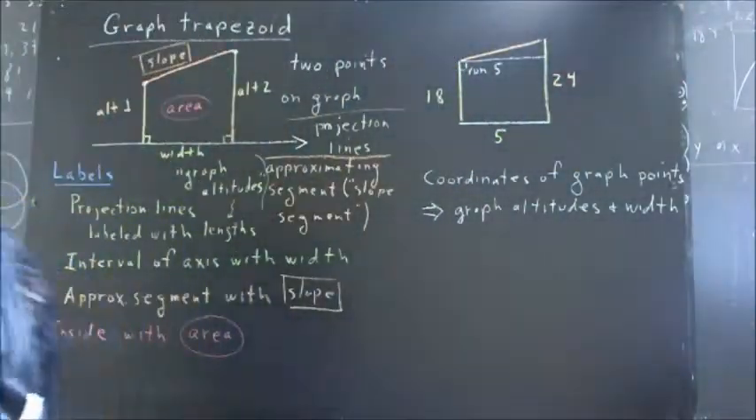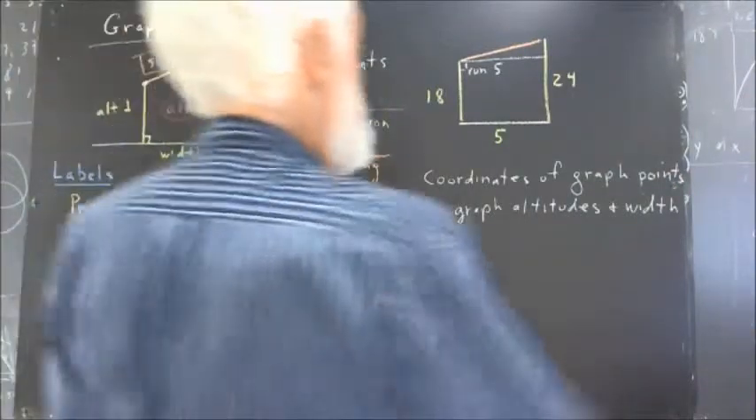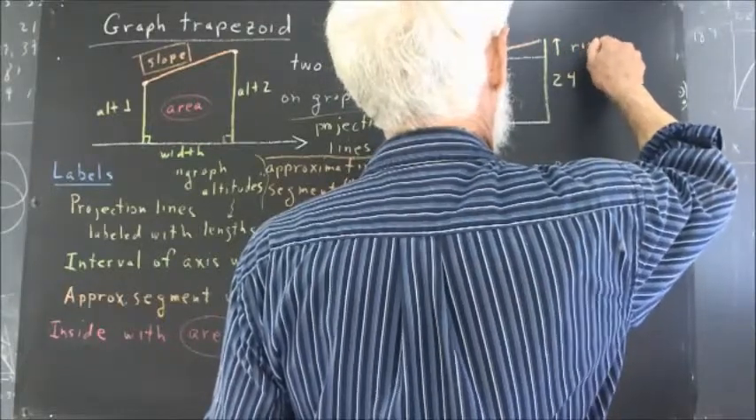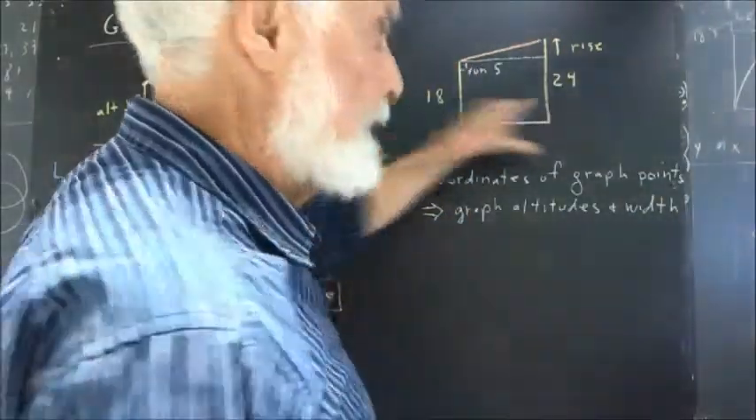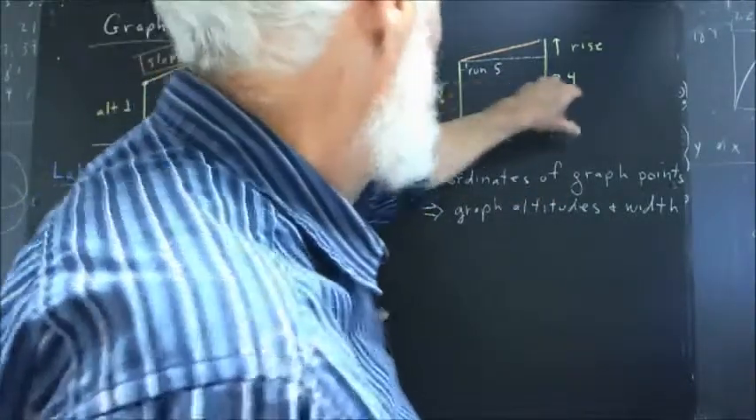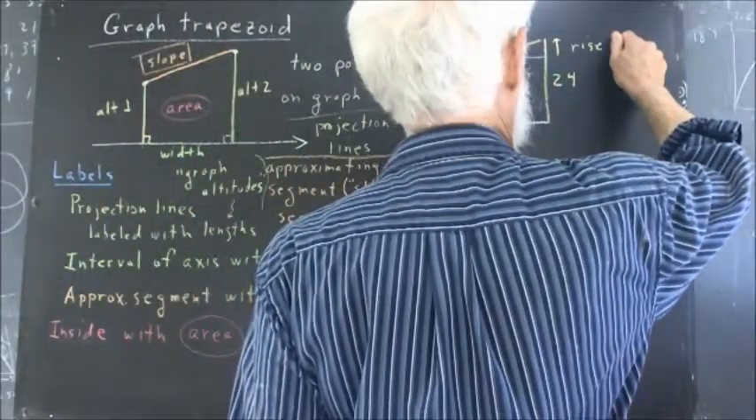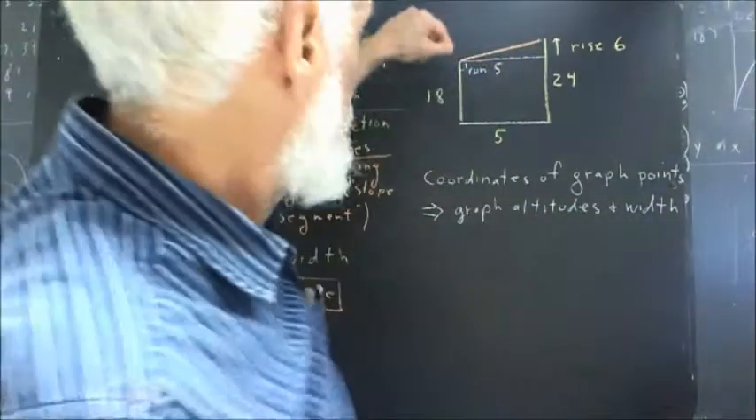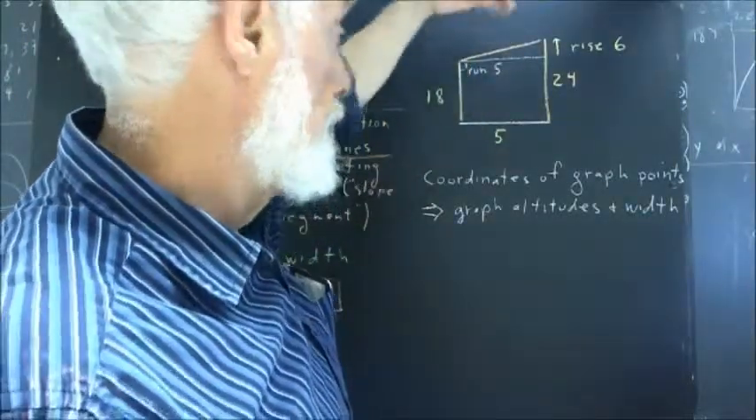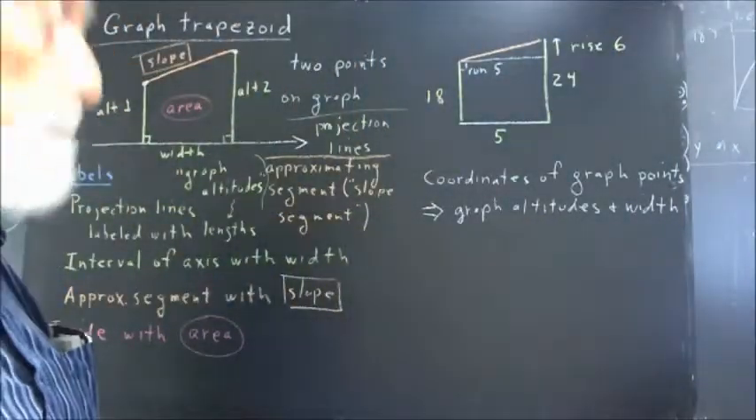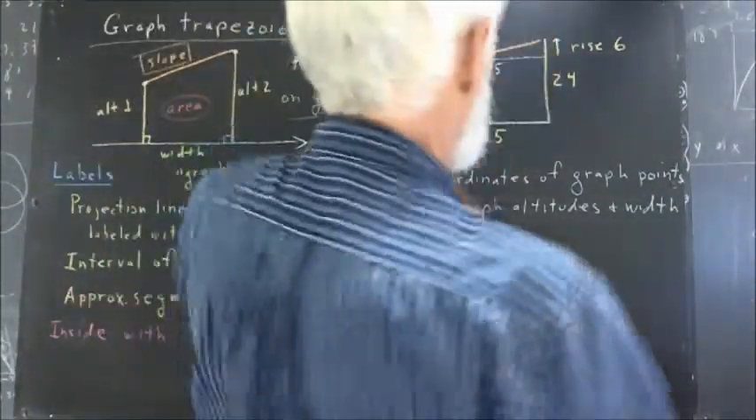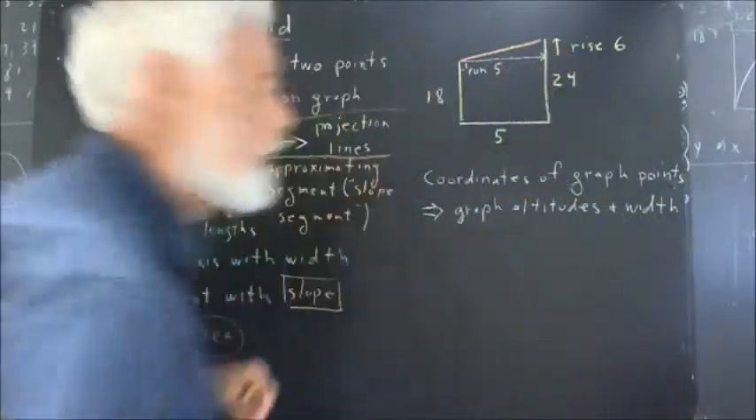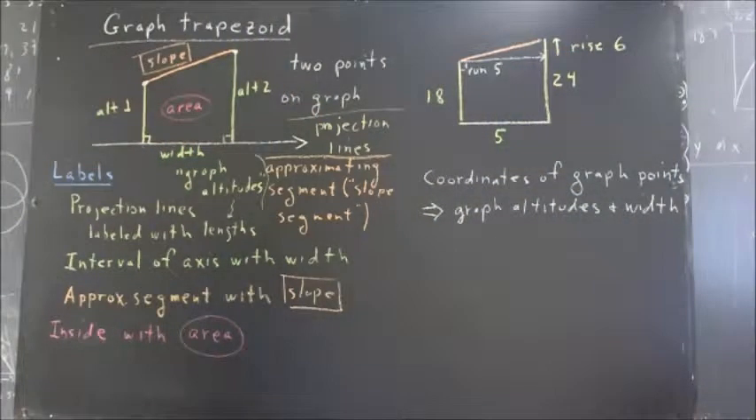And what's the rise? Well, it should be very clear to you that the rise is from 18 to 24. So the rise is, I could write 24 minus 18 equals 6, but it should be completely obvious to you that the rise from here to here is the change in the y-coordinate, and that is 6. Now, I've indicated that by an arrow. I could indicate this run by an arrow. And then from that I can determine the slope.